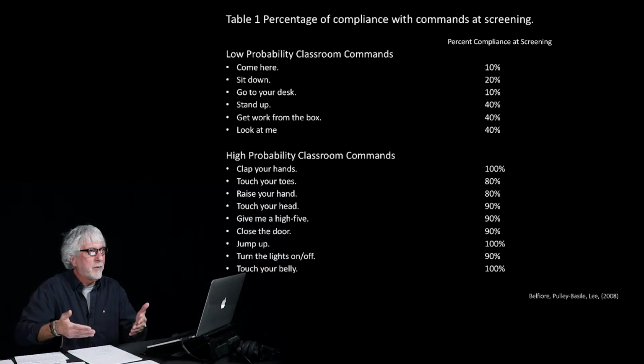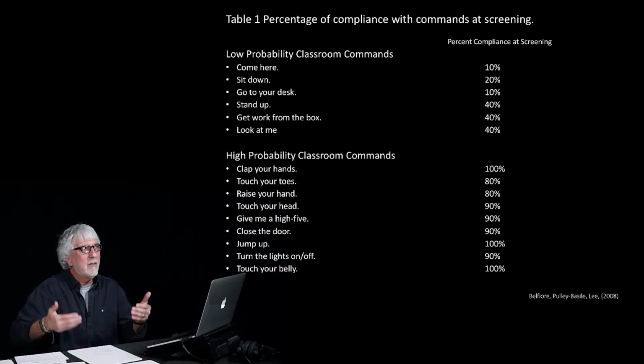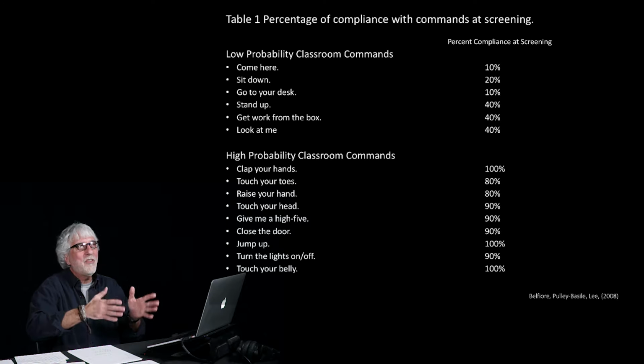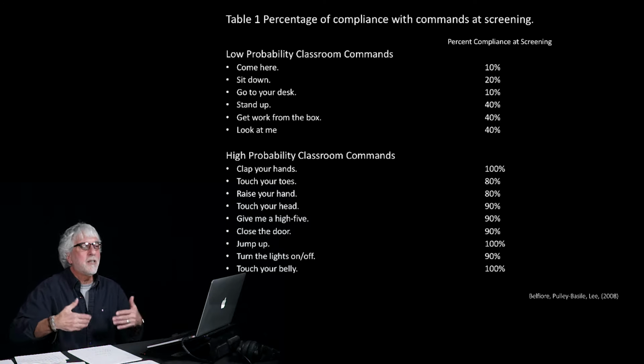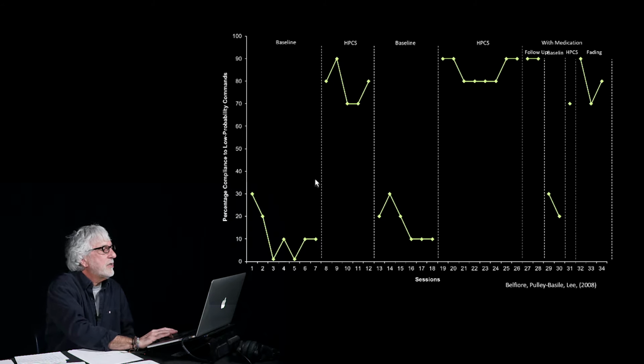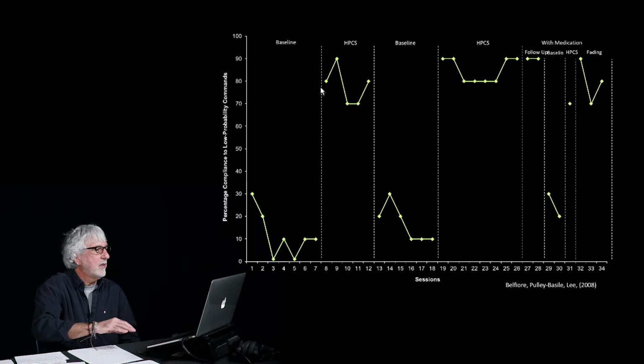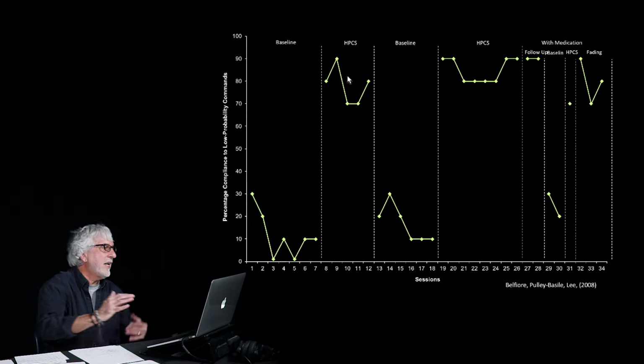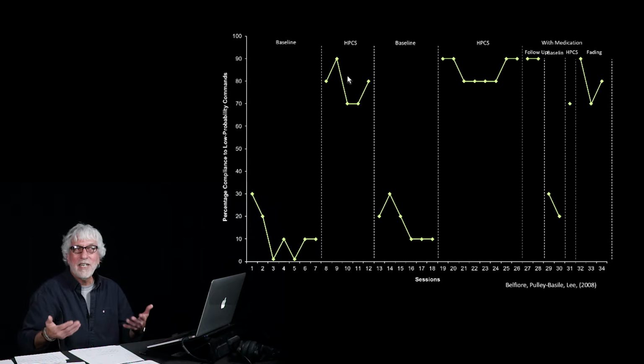Great job jumping up. Great job giving me 5. Great job tucking your head. And then a low P command was delivered, noting compliance to the low probability command. During the intervention phase, we saw an immediate jump from baseline to intervention. And we saw stability between 80%, 70%, and 90%.